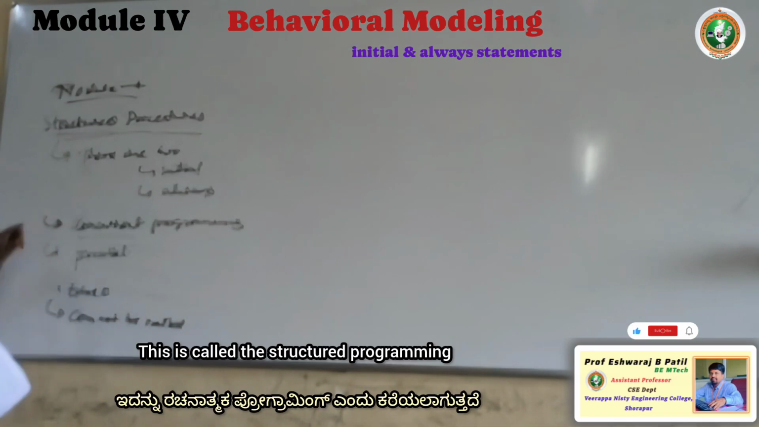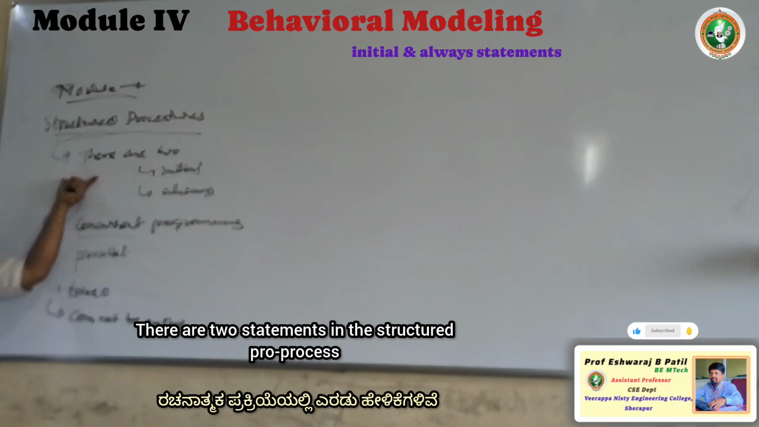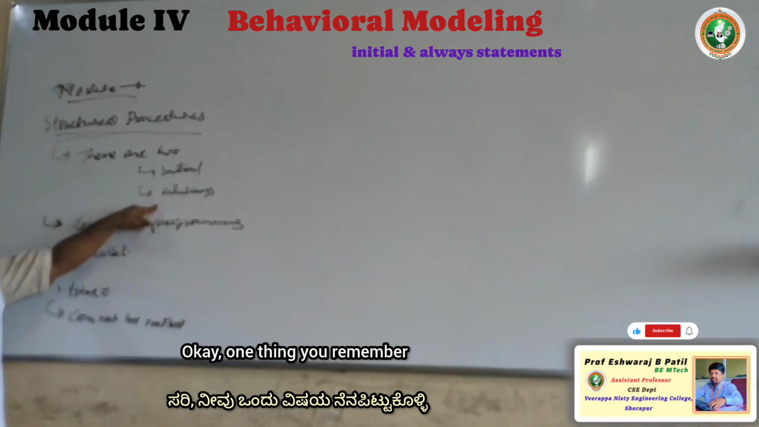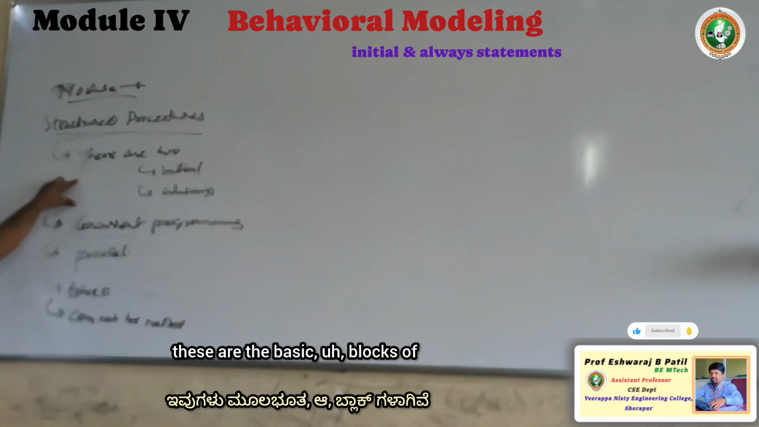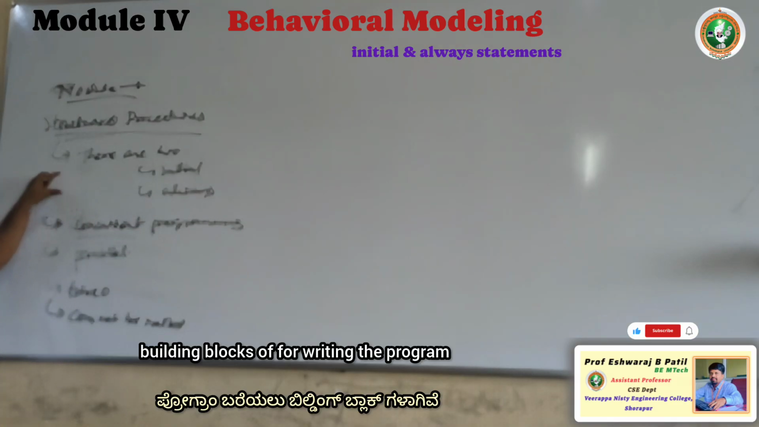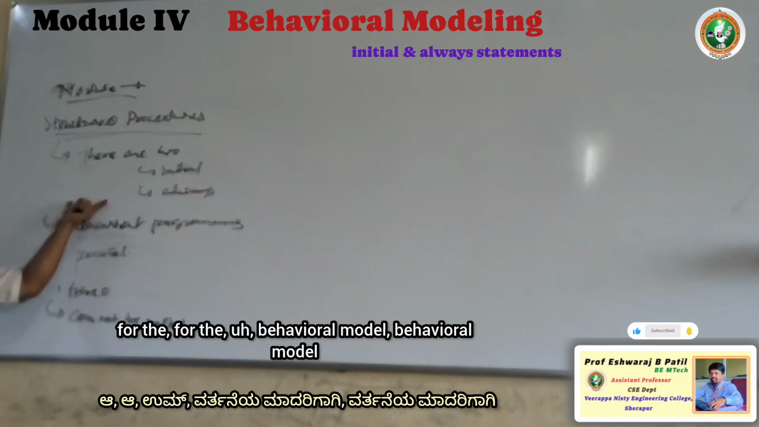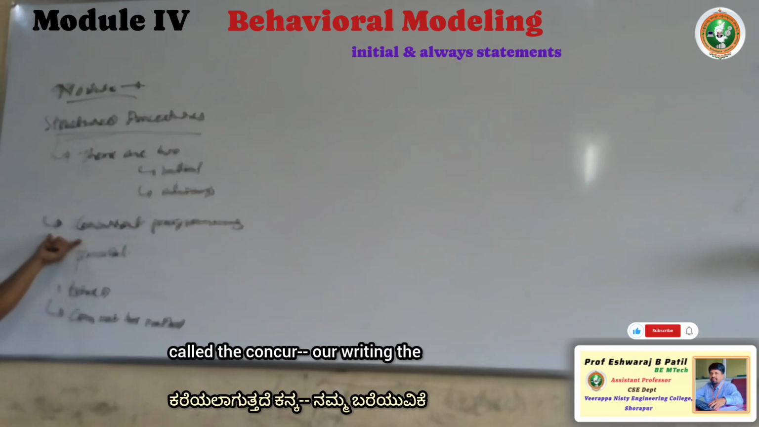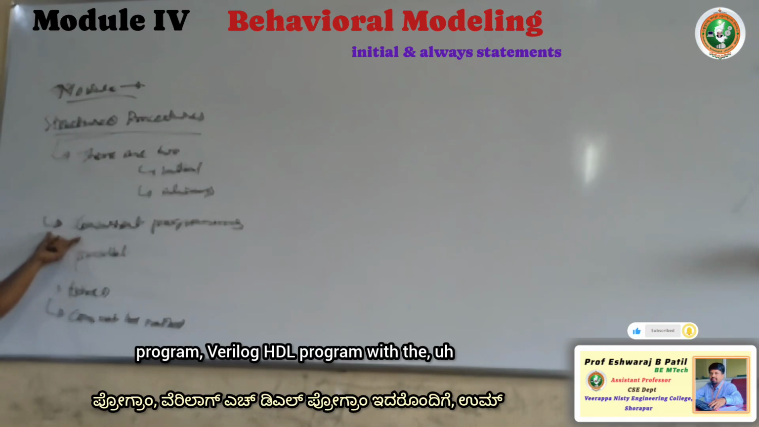This is the structure of the program. There are two statements in the structured procedure: one is the initial statement, another is the always statement. Remember, these are the basic building blocks for writing programs for Verilog models.